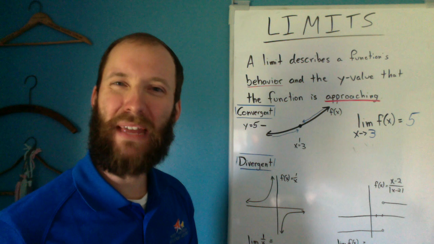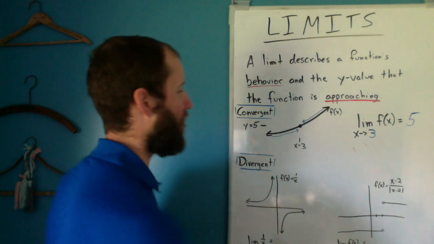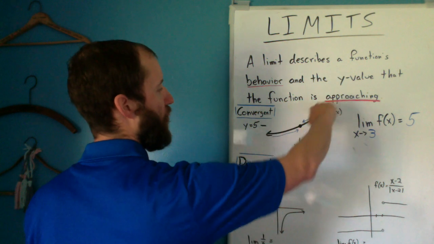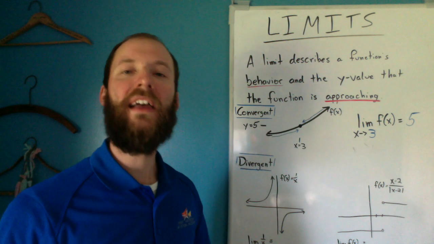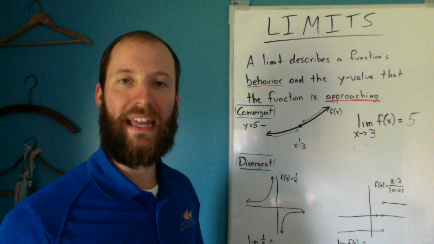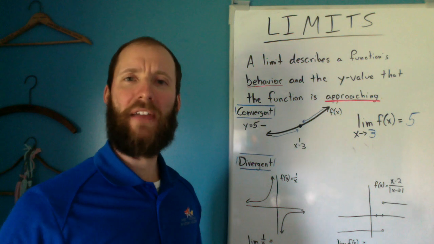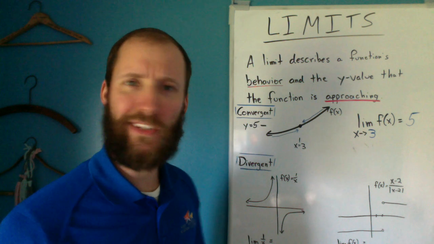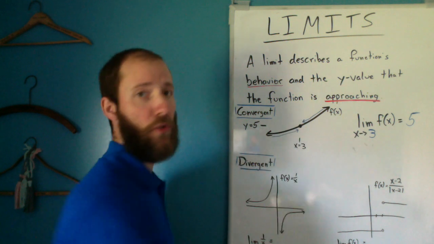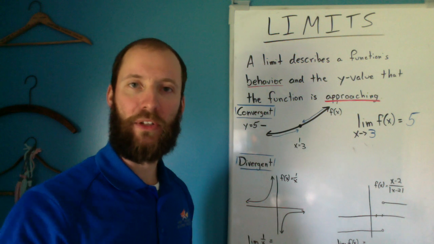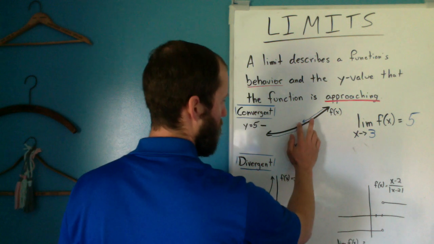Now that kind of makes sense, okay? Because this function, this smooth curve, it's continuous, it doesn't have any breaks in it, doesn't have any holes in it. It's what we call a well-behaved function. Well-behaved functions do what you expect them to do. So we expect this curve to be smooth. So let me change it up a little bit, okay? Let's make this a little more interesting.